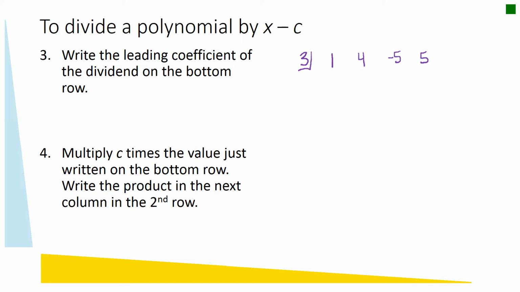Let's go ahead and put a line underneath there. So we're going to write the leading coefficient of the dividend, that's the 1, on the bottom row, underneath that line. We're going to put that 1 right here. So what we did here, we just brought that down.